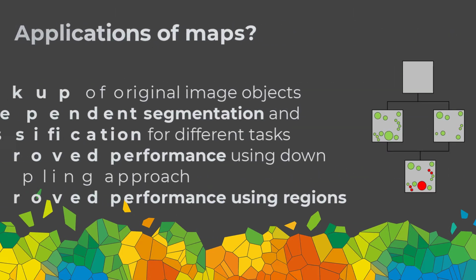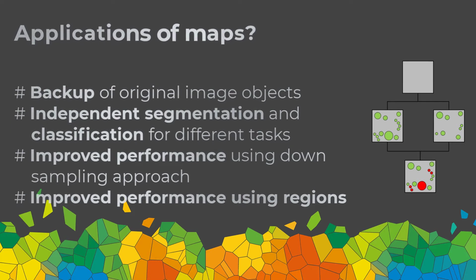Now, after you know how to create maps, probably it would make sense to ask yourself the question, how can you use it or why should you do it? Are there some applications of maps? Yes. So you could use a map, for example, to back up the original image object. So if you do a segmentation and then in the rule set you're altering the objects, but you want to keep the original state somehow in the project, you actually can create a copy map after the first initial segmentation and store more or less the initial segmentation results on that second map.